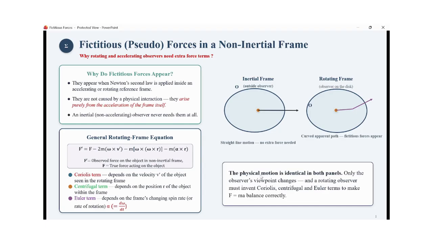So actually the physical motion is identical in both cases, but because the viewpoint of the observer is changing, as the observers in the two cases are observing the object from different perspectives, the motion seems to be different.